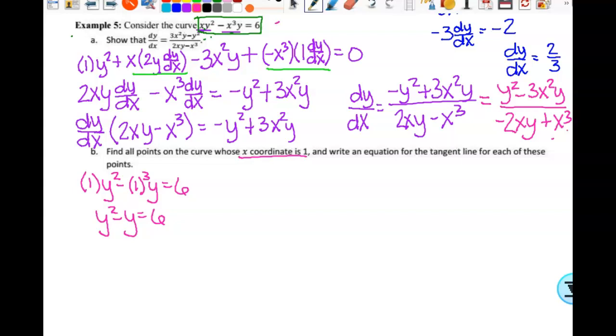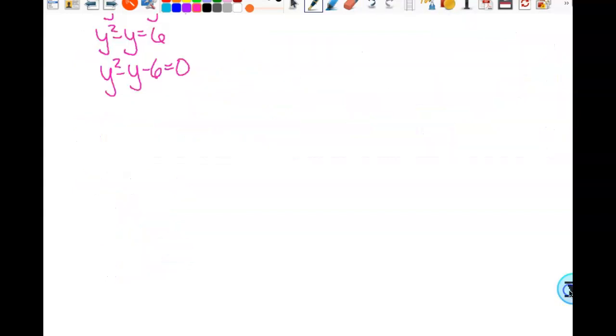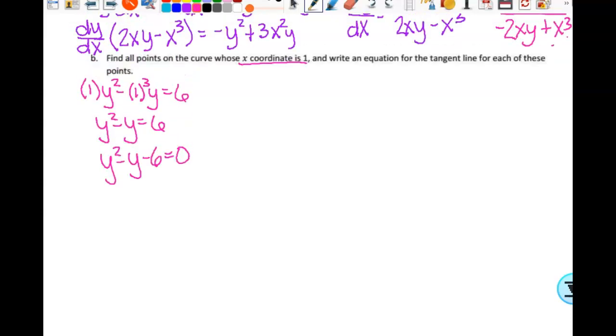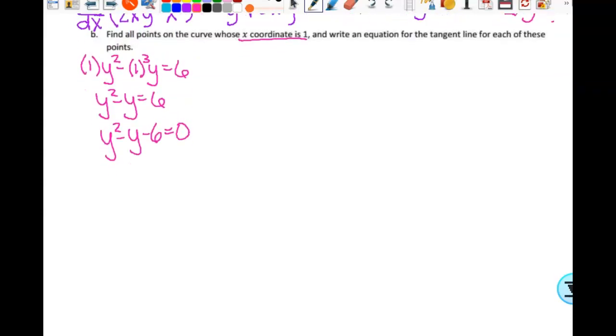Before we do that, set it equal to 0. Yeah. Y squared minus y, no, not equals, because we're setting it equal to 0, sorry. Minus 6 equals 0. Now can you factor it? Yes, so now we can factor.